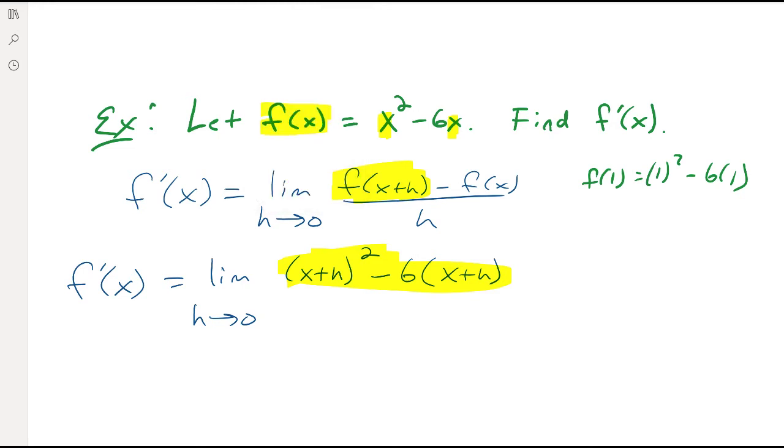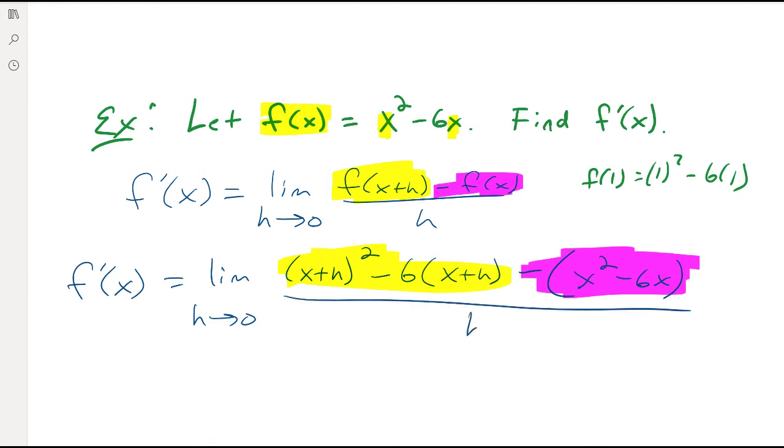But we still have another part of the formula, right? We still need to subtract away f of x. So then what we're going to do here is minus, very important, parentheses, our original f of x, which is x squared minus 6x. Okay? So that is, let me get my color coordination correct, that part of our derivative formula. And then we put this all over h.